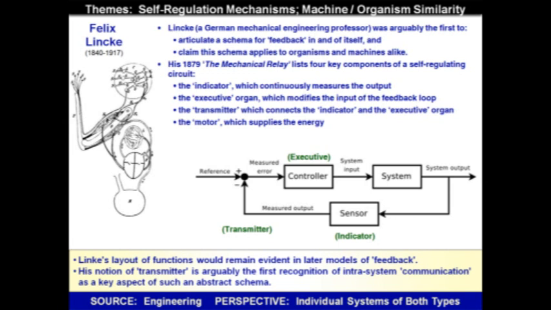Another interesting thing about Linke is his notion of the transmitter. By that I mean he's the earliest scholar that I know of that, in talking about self-regulation, makes an accommodation for the notion of something being communicated, in this case, a feedback signal through the sensor. The sensor is the indicator. The controller is what he termed the executive. But he still had this other component or aspect, the transmitter. And as such, he was talking about whatever it is that's going on. He didn't have the particular jargon that we would get bogged down in the 20th century, but he could point to what was going on.